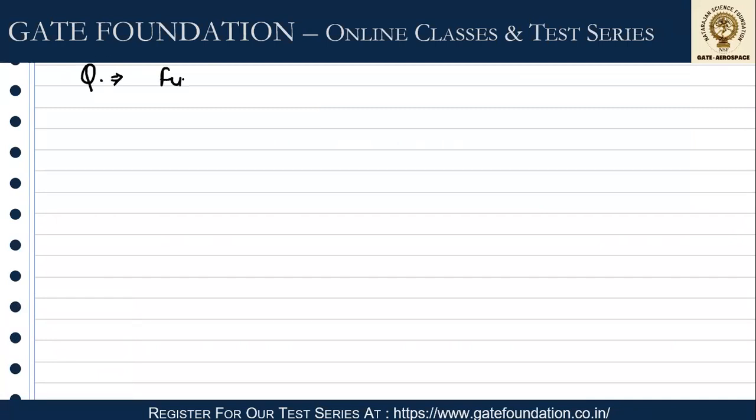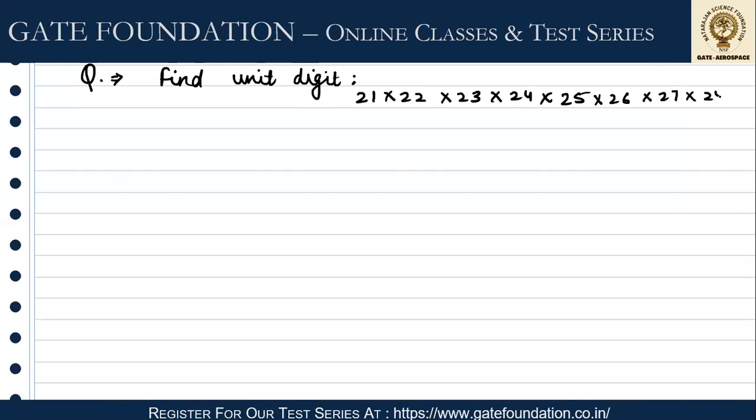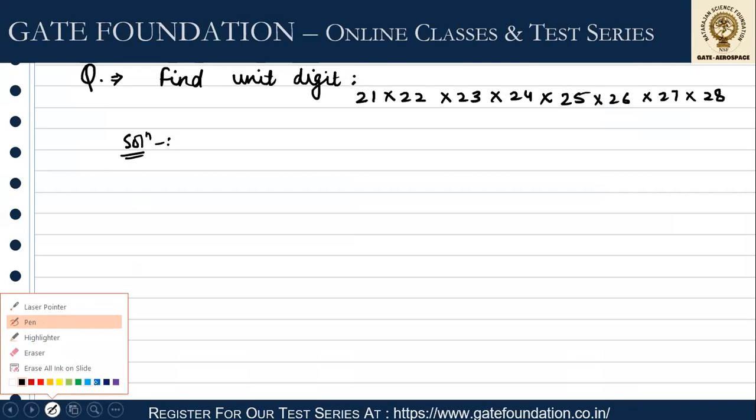Right. So we are supposed to find out the unit digit of an expression which goes like this: 21 cross 22 cross 23 cross 24 cross 25 cross 26 cross 27 cross 28. What will be the unit digit of this expression? 0. Very good. That was good.